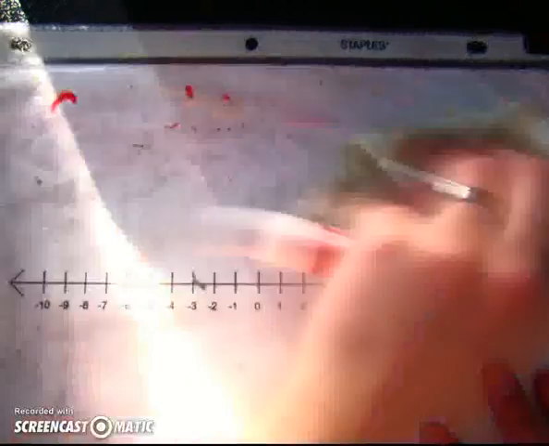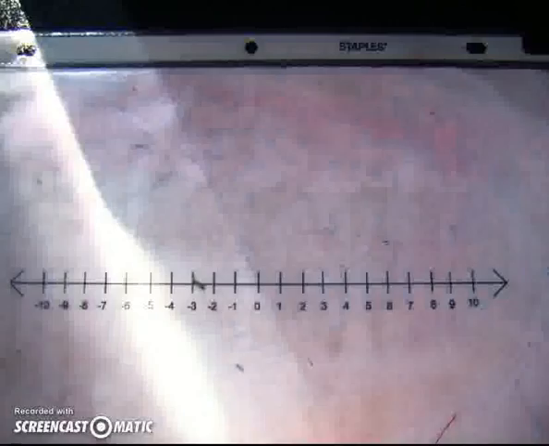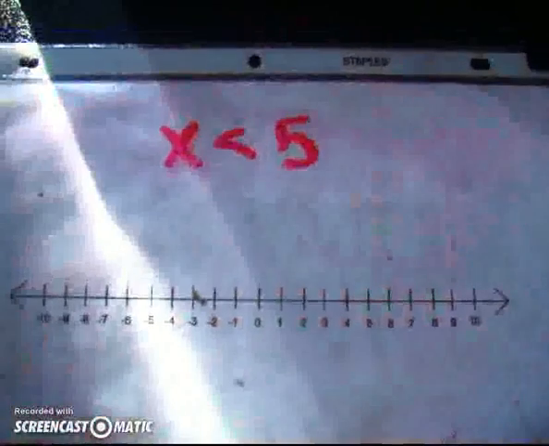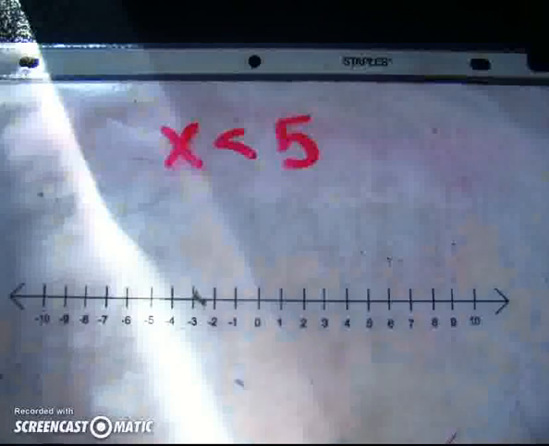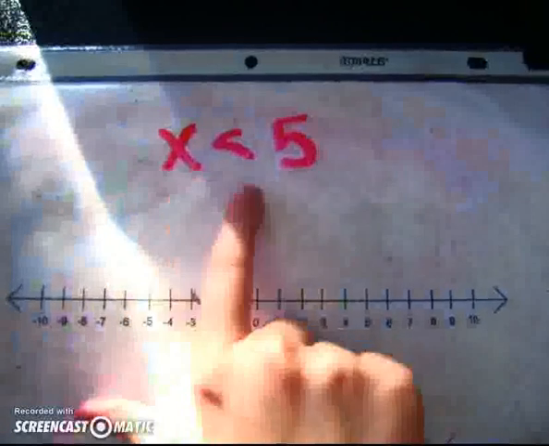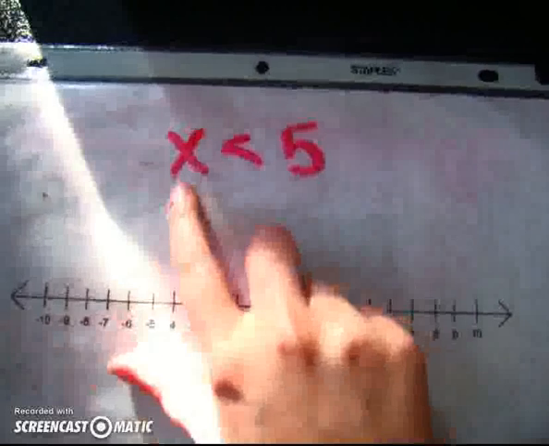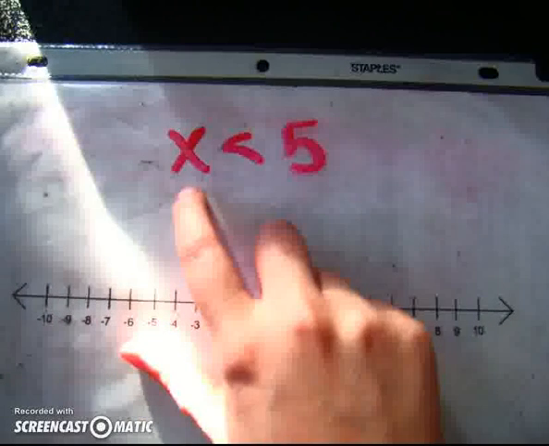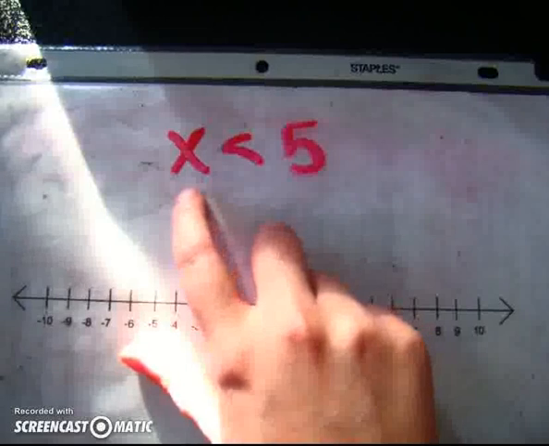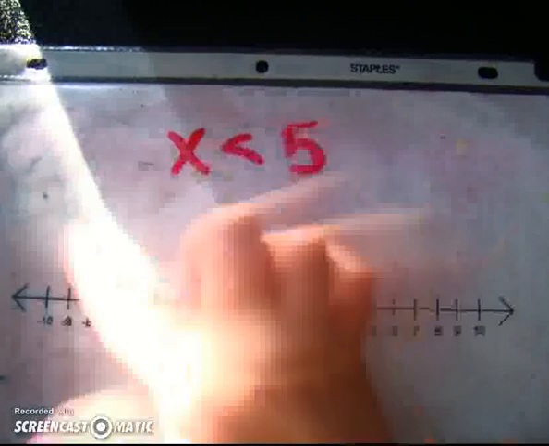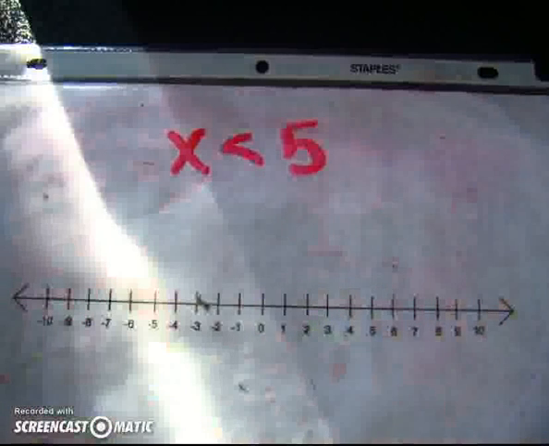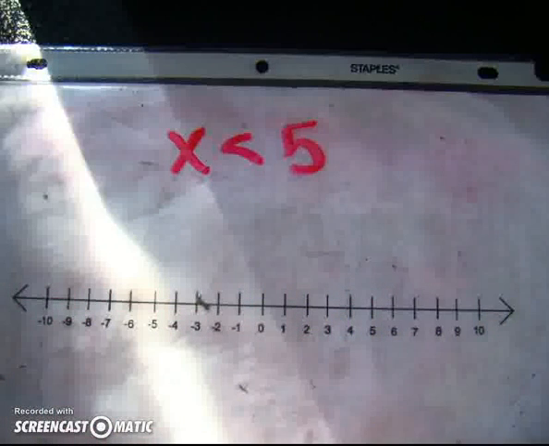Our first problem is going to be x is less than 5. Now, this inequality tells us we want a number x that's less than 5. There's lots of numbers x that are less than 5, like 4, or 3, or 1.2, or -1, or -1,000. There's lots of numbers that are less than 5, so that's why we have to graph it on a number line, because there's an infinite number of solutions here.